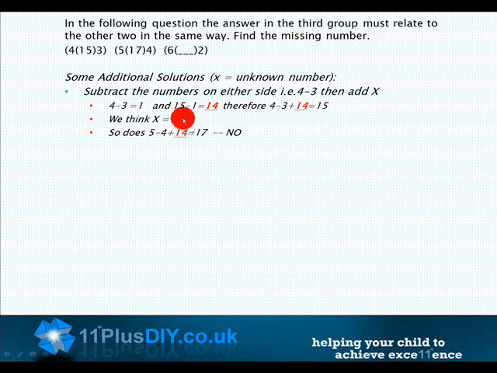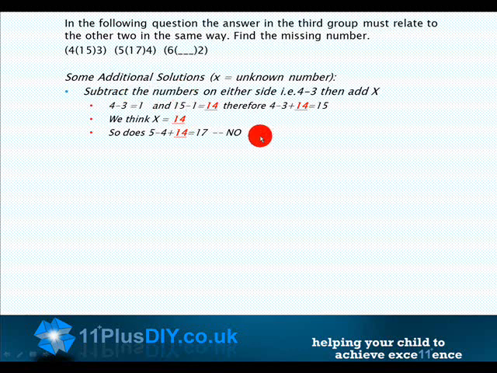So, moving to the second group, does 5 minus 4 plus 14 equal 17? Clearly not. 5 minus 4 is 1, plus 14 is 15. Therefore, the answer is not 14. Therefore, we know this is not the solution to the question.